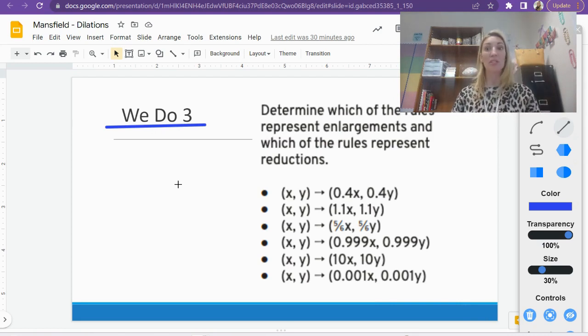Determine which of the rules represent enlargements and which of the rules represent reductions. Guys, here's the thing. Those are all correct dilations. I already know that they are all multiplying and that they're all the same number. This has been done for me. What we have to do now is figure out who's growing and who's shrinking. Which ones are more than 1? Which ones are less than 1? Enlargement, reduction. Is that okay?